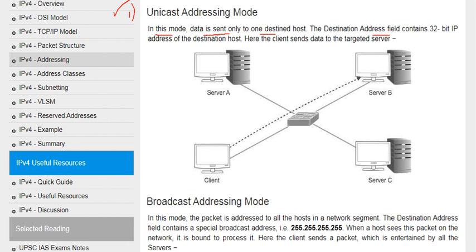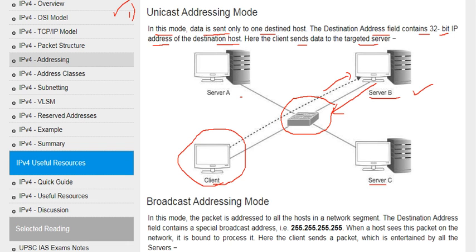The destination address field contains the 32-bit IP address of the destination host. Here the client sends the data to the targeted server. ठीक है, तो यहाँ पे एक एग्जांपल लिया है। ठीक है, सो इन दैट इट कंसिस्ट ऑफ 3 servers, server A, server B and server C is there, and one client is there. So this client will send a request to this server B, and after that the server B process that request and sends the response to this client, and it is connected through a simple switch or router through which all the servers and clients get connected.